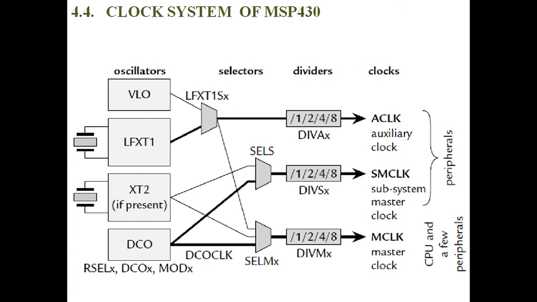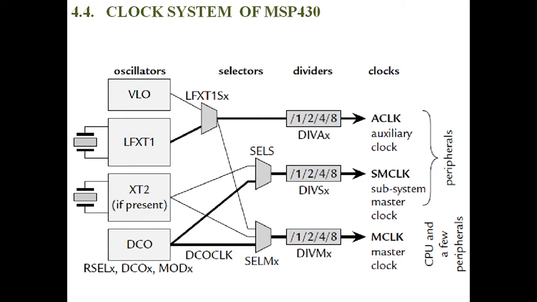Clock systems of MSP 430. The clock system provides clock signals for operating the various peripherals in the system. That means the CPU, and additional peripherals like analog to digital converter, real-time clocks, comparators, like that.